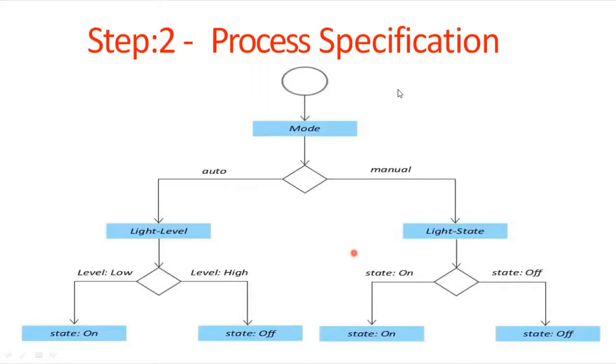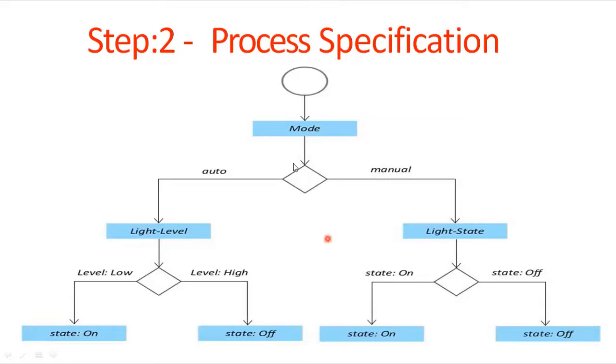In the case of a home automation system, how can you write the use cases? You will get the use cases from the purpose and requirement specification. In the first step, the home automation system performs in two different modes: one is an auto mode, and the second one is a manual mode.